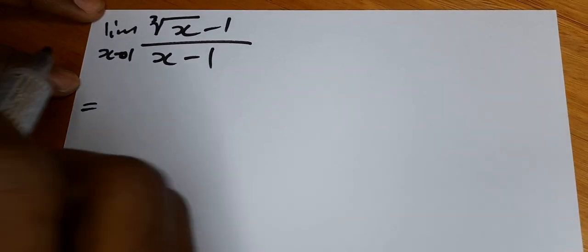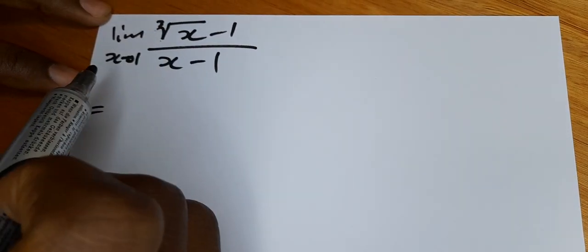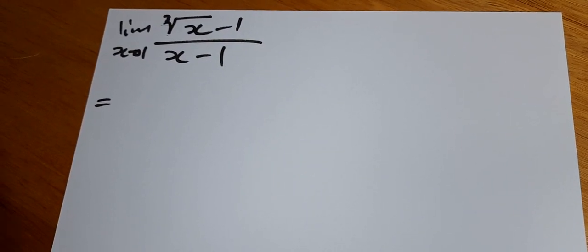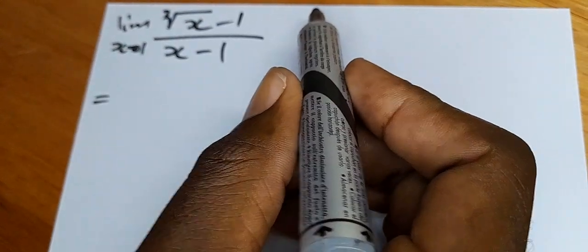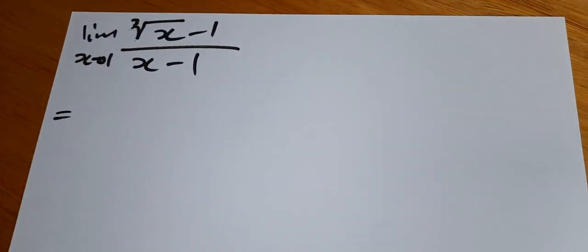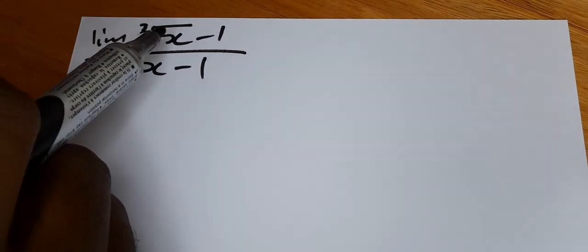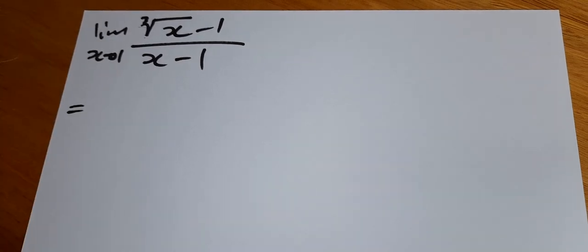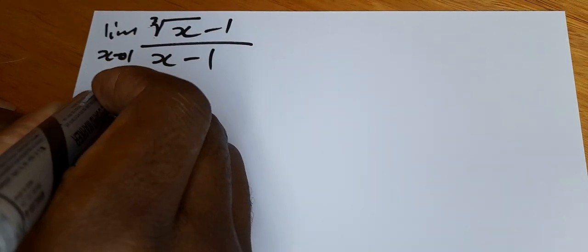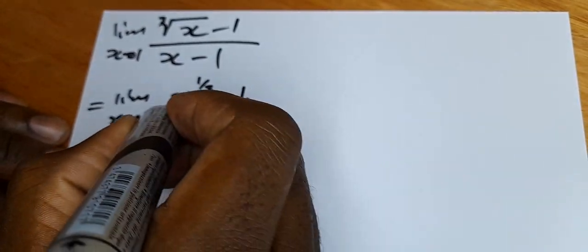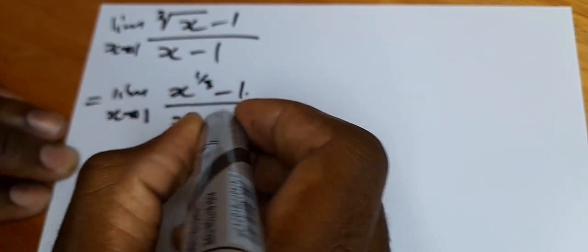Okay, see, now we have the cube root here. We cannot rationalize in this case, because if we rationalize, we won't get the correct answer, or the square roots won't cancel. So we cannot rationalize. In this case, we have to use the factorization method. So we can write this as the limit when x approaches 1 of x to the 1 over 3 minus 1, all over x minus 1.